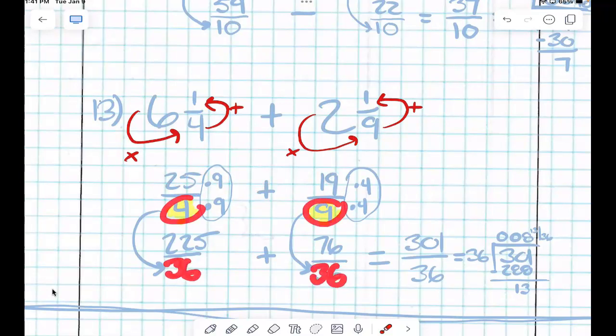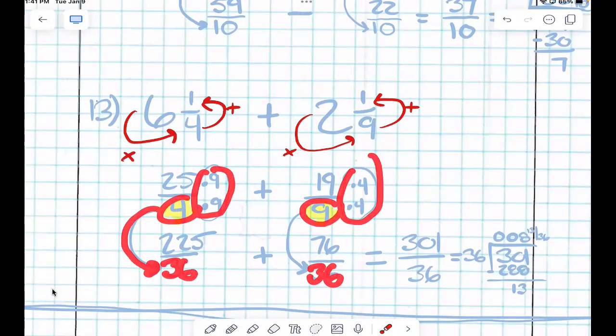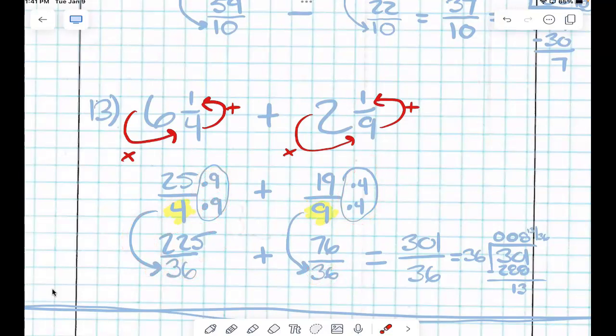So 4 and 9 actually have what as a multiple? 36. So I make my bubbles, right? And how do I get from 4 to 36? What do I multiply by? 9. And so if I multiply the bottom by 9, I multiply the top by 9 too, right? Yeah. Can I use my calculator because it's a big number, 25 times 9? Yes.